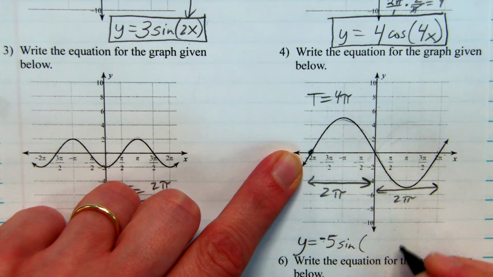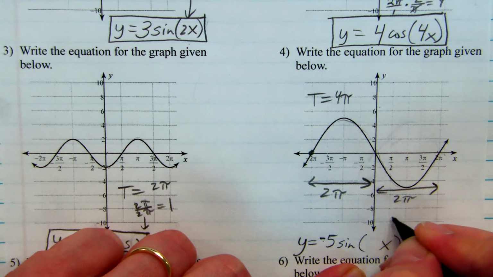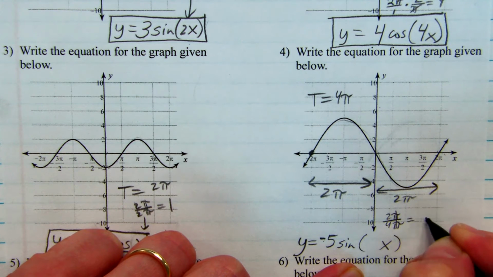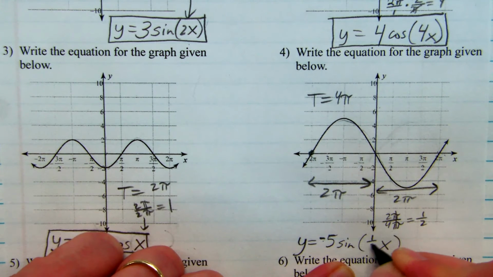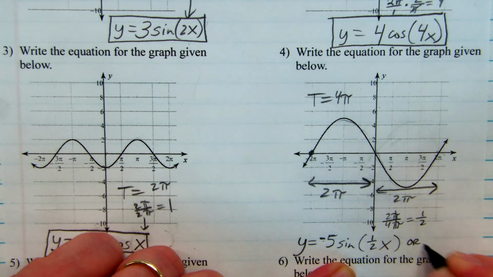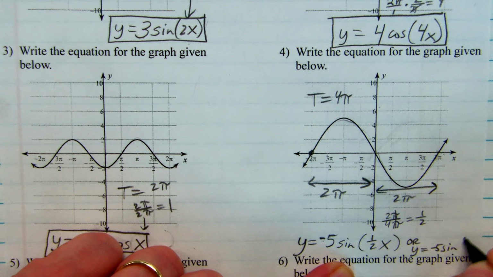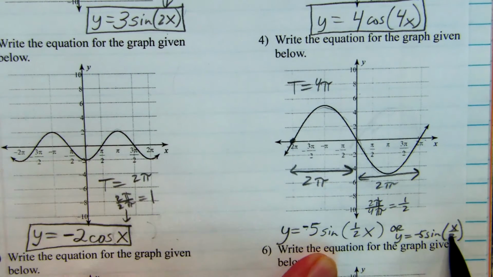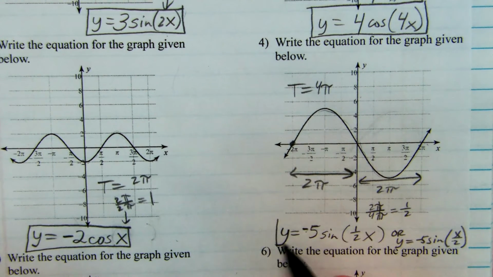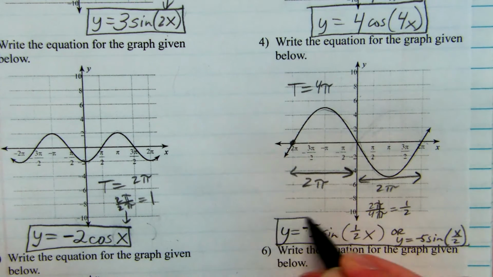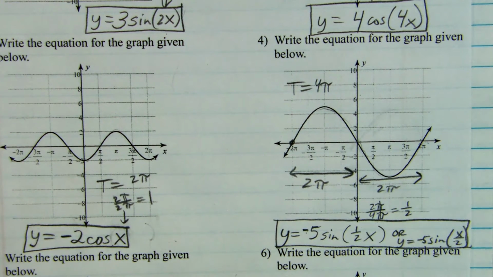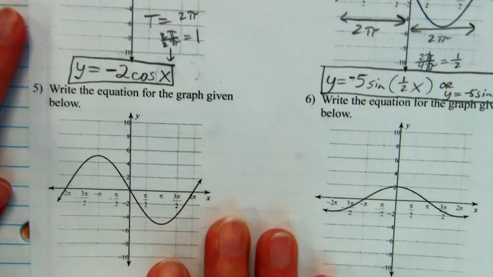The number that's going to go in here with the x is going to be 2 pi divided by 4 pi, which reduces to 1/2. So you can write 1/2 x, or we talked about before, you can do negative 5 sine x over 2. Anytime you see a fraction like that, you can break it apart and put the fraction in front, or you can leave it together. It means the same thing. Okay? Let's go down to number 5.